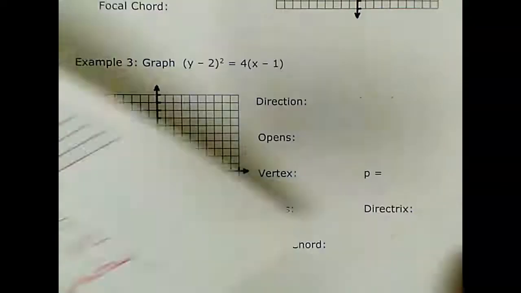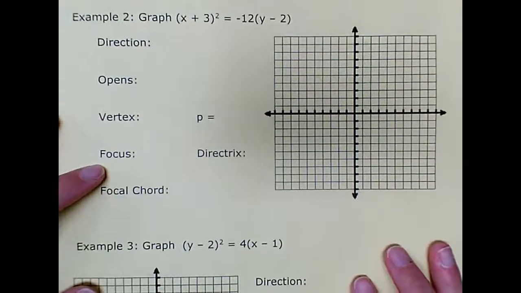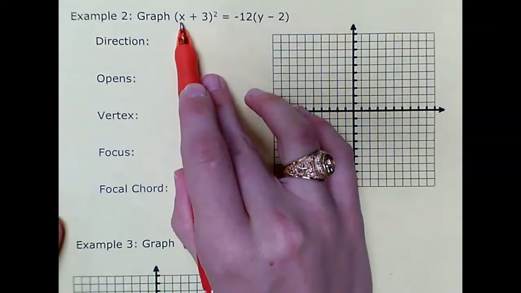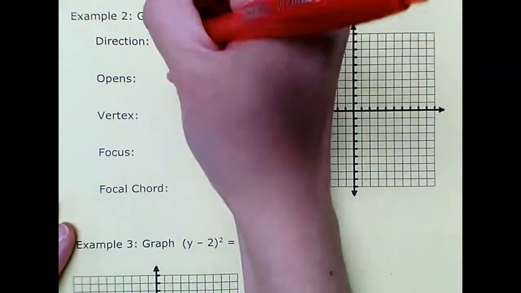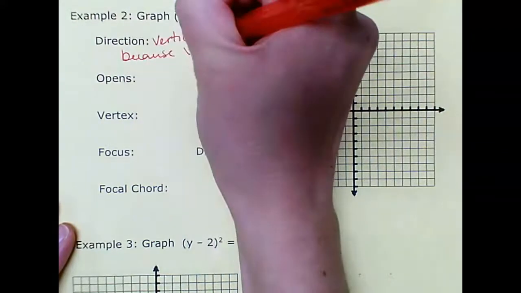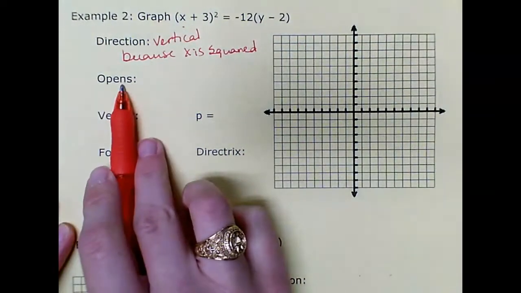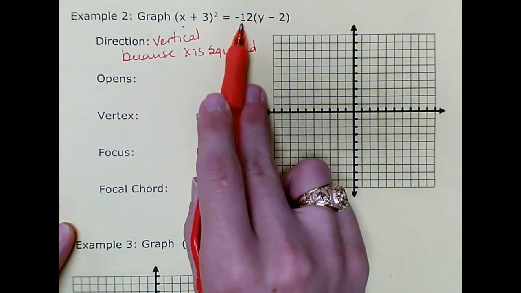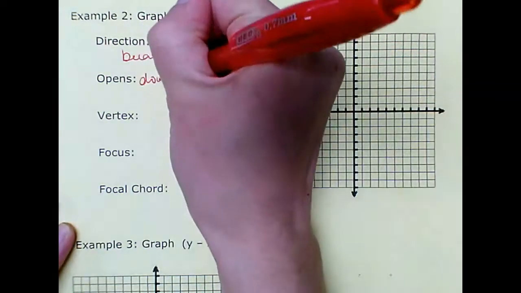Let's try another example. Identify the direction this is opening, so what's being squared? The x variable. So are we opening vertically or horizontally? We're opening like normal, so vertically. If we're opening vertically, how are we opening? Up or down? Well, I look at my 4p value, my coefficient of the non-squared term, and that's a negative, so I'm opening down.